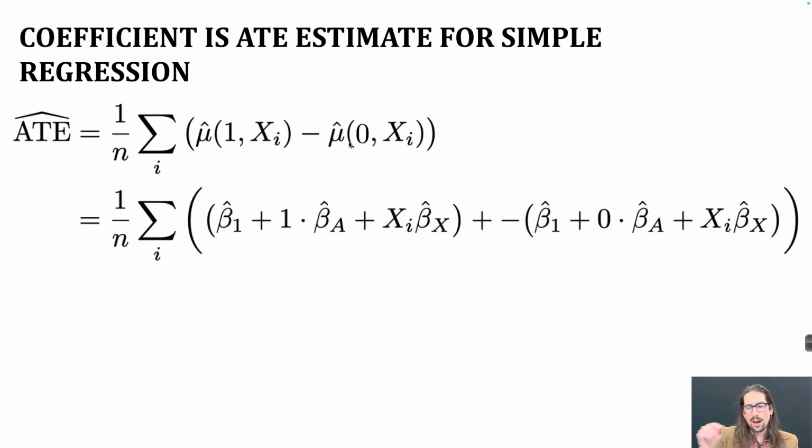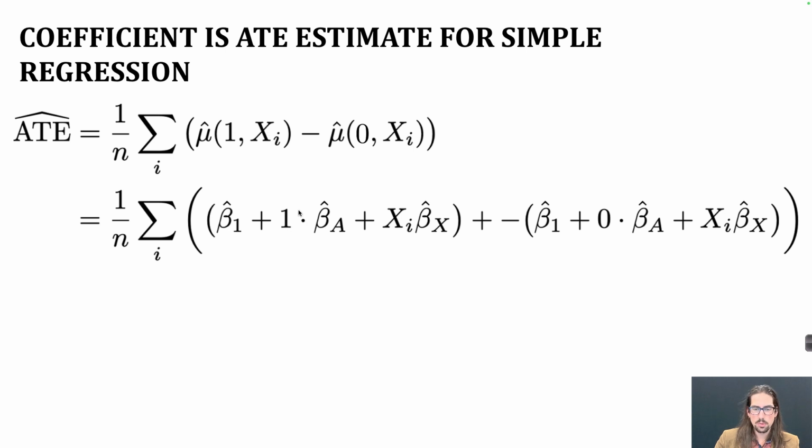So if I actually write out what that is for a simple linear regression model where I have a coefficient on treatment and a coefficient on x, a single variable x, I get something like this. So we know mu hat of this, I'm just going to plug in this 1 for wherever the A goes.